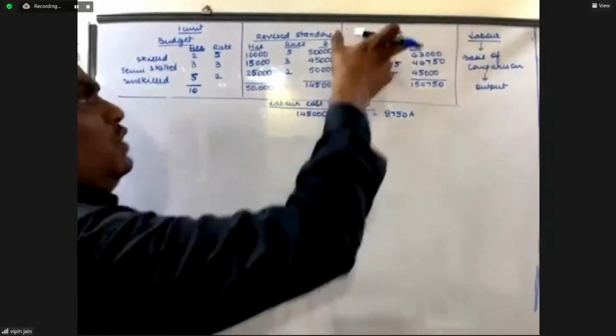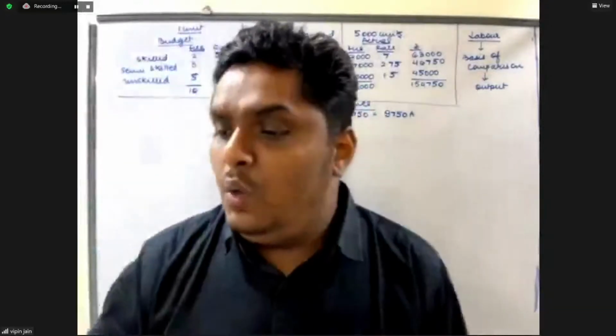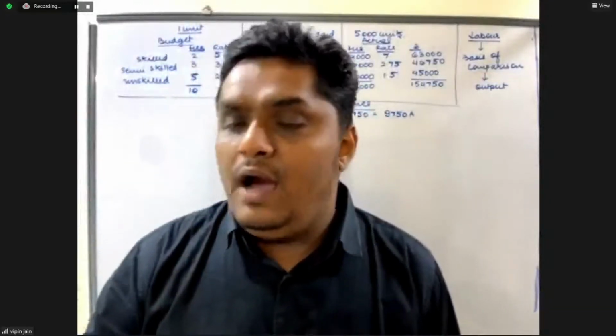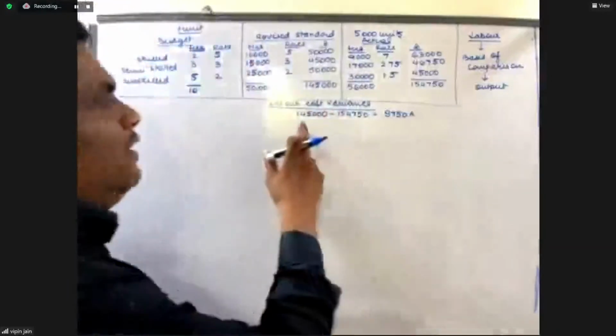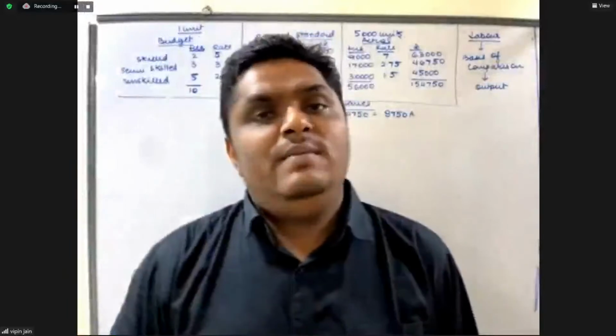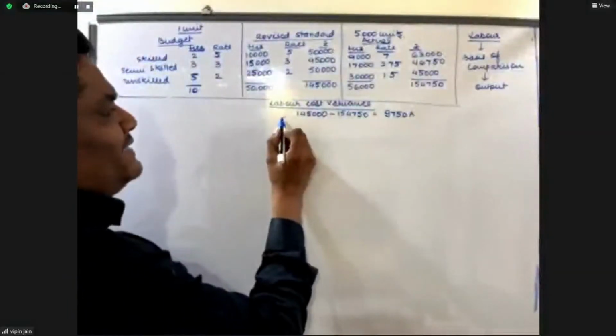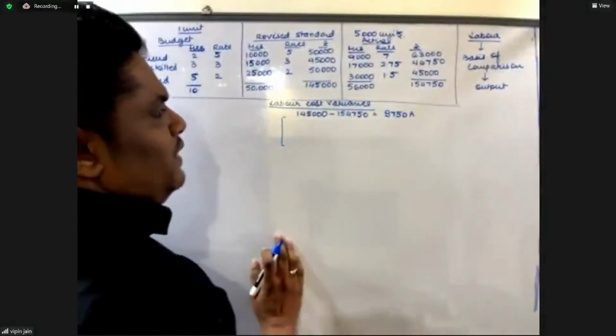I repeat again, to manufacture 5,000 units, how much cost was supposed to be incurred? 1,45,000. But how much cost is actually incurred? 1,54,750. Just like the concept we discussed in material cost variance, we have to apply the same concept. Alternatively, as I've discussed, we can calculate in this way also.